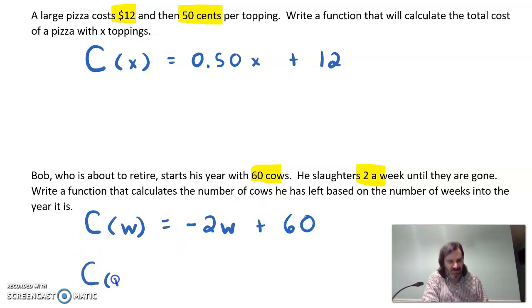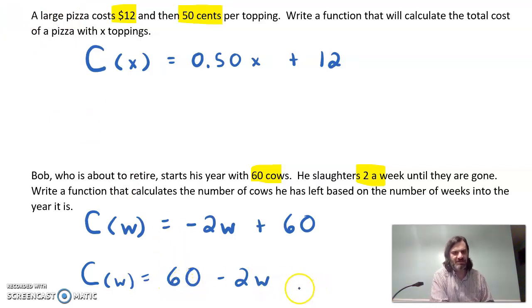That's the traditional y equals mx plus b form. It probably makes a little bit more sense in your mind to write it as C of W equals 60 minus 2W. Because you see the starting amount and then you see what you're taking away there. So you're starting with 60 and then losing 2. Whereas in the other one, you're starting at 12 and adding 50 cents to it. Either way, I could see you wanting to reverse that. All right, thank you.